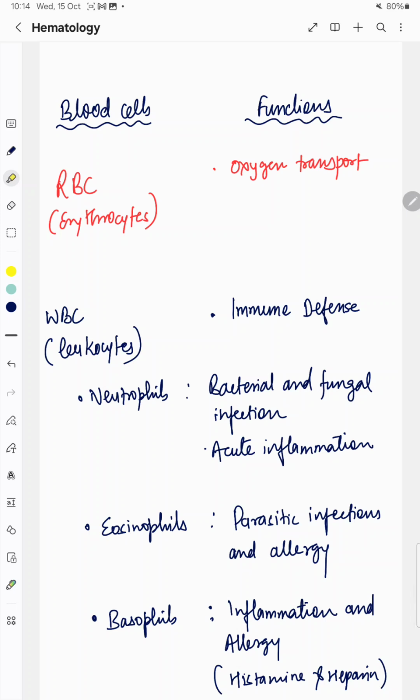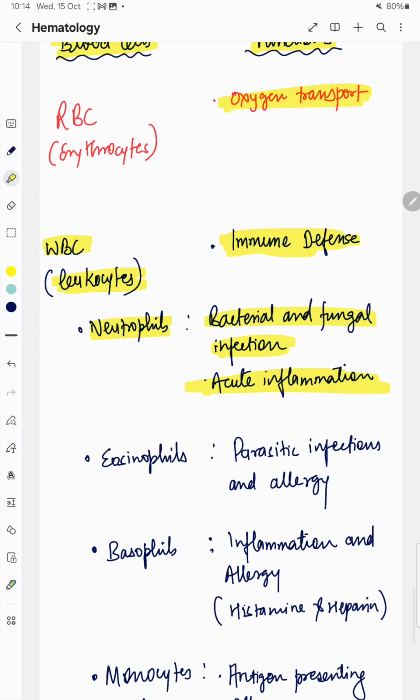Now we will see the various functions of the blood cells. As we have already discussed in the function of blood, now we will see all these functions cell wise. RBC or erythrocyte is responsible for the transport of gases, oxygen and CO2, with the help of hemoglobin. WBC, also known as leukocyte, white blood cells, provide immune defense, as neutrophils provide bacterial and fungal immune defense and also have a role in acute inflammation.